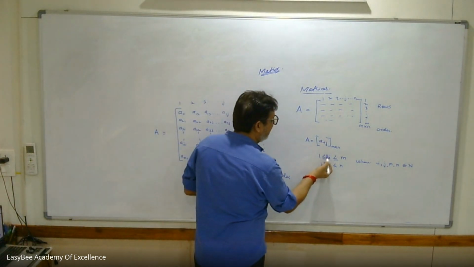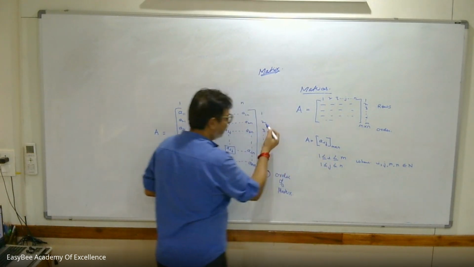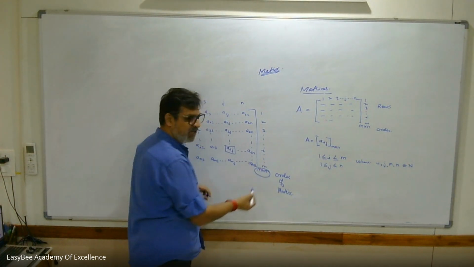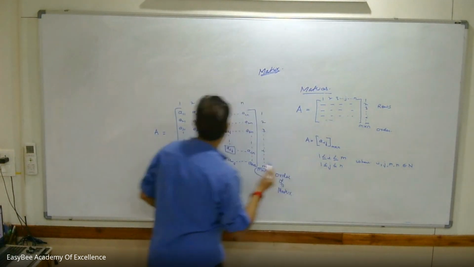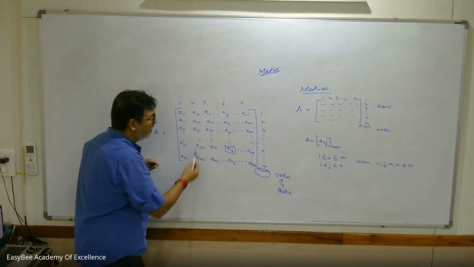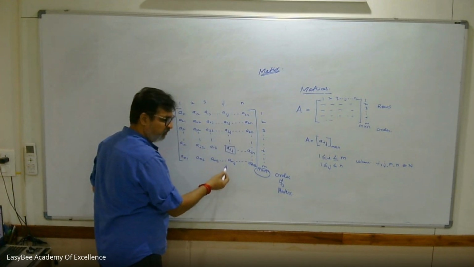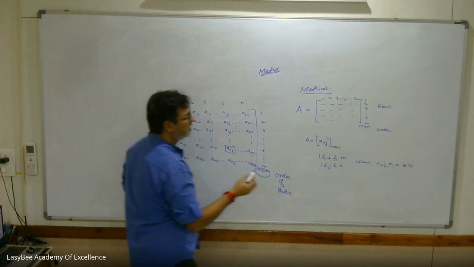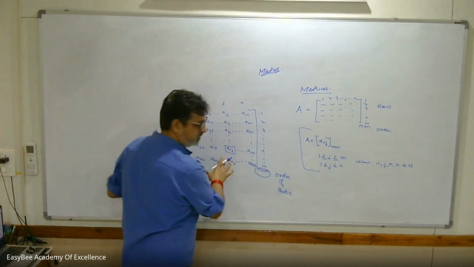And in between, this is a general row, the ith row. First row, second row, third row, and a general row, the ith row, and then comes the last row, that is the mth row. Here also in columns, we have first column, second column, third column, and somewhere a general column, the jth column, and the last column, that is the nth column. So this is how we write it generally, and this is the expansion.